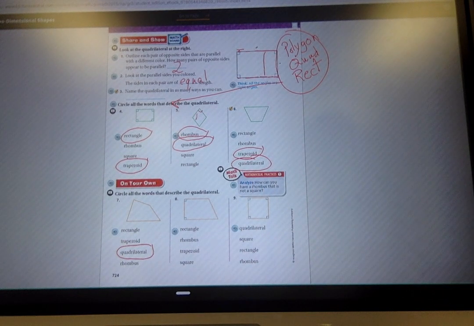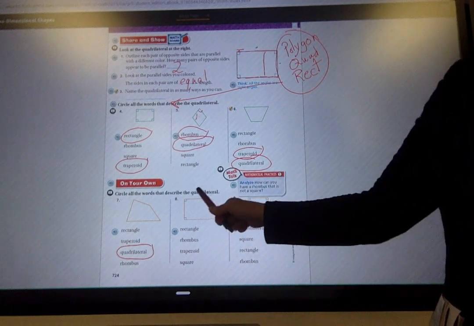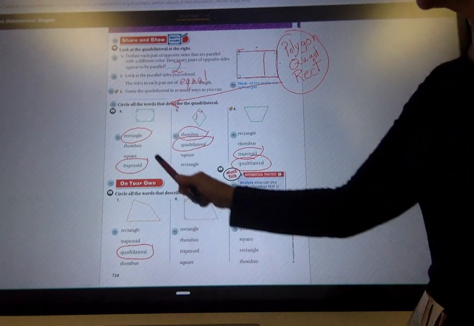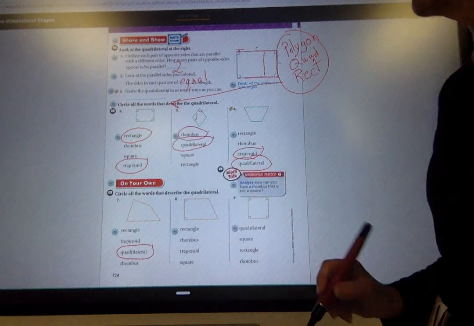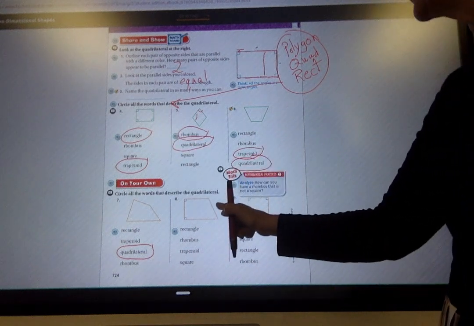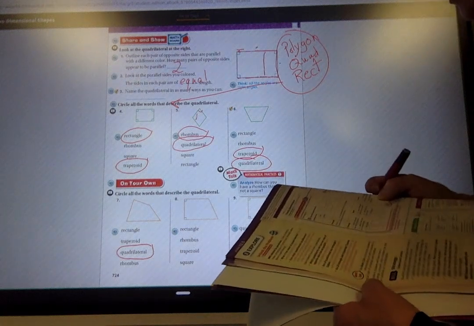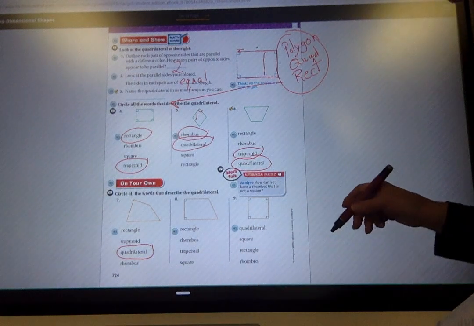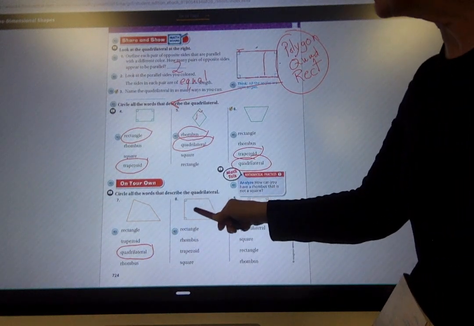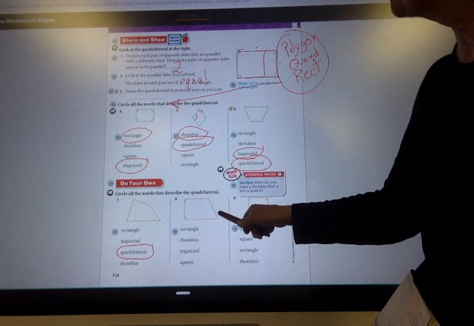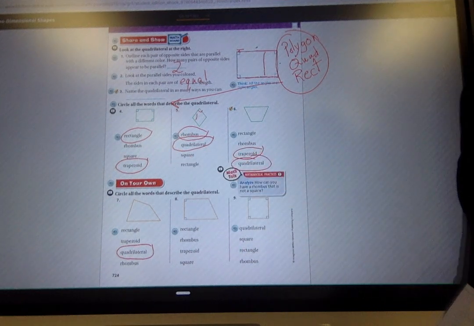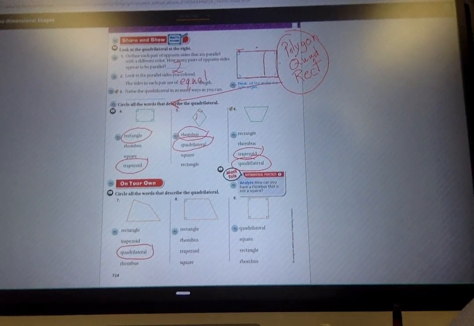Is it a rectangle? No, it only has two right angles, and rectangles have four right angles. Is it a rhombus? Well, let's see. A rhombus has two pairs of opposite sides that are parallel. These are parallel, but these two are not. So we don't have two pairs of parallel sides.